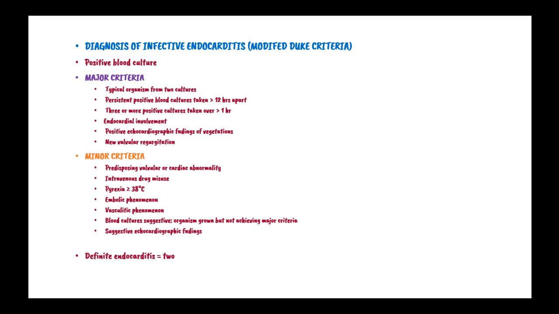For you to diagnose, definitive endocarditis is diagnosed by 2 major or 1 major and 3 minor or 5 minor features. And in possible endocarditis, we have 1 major feature and 1 minor or 3 minor features.